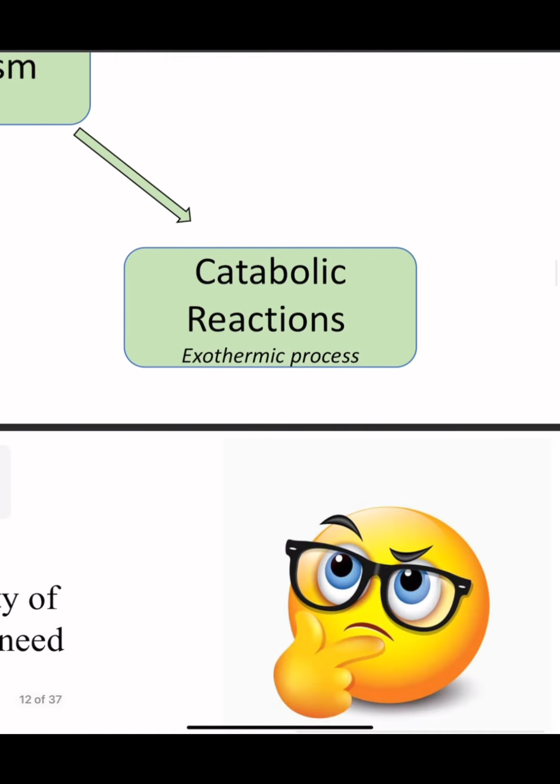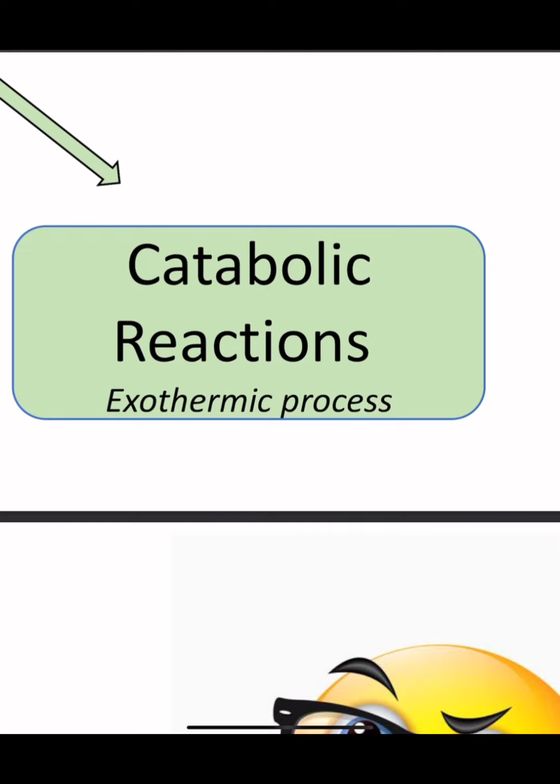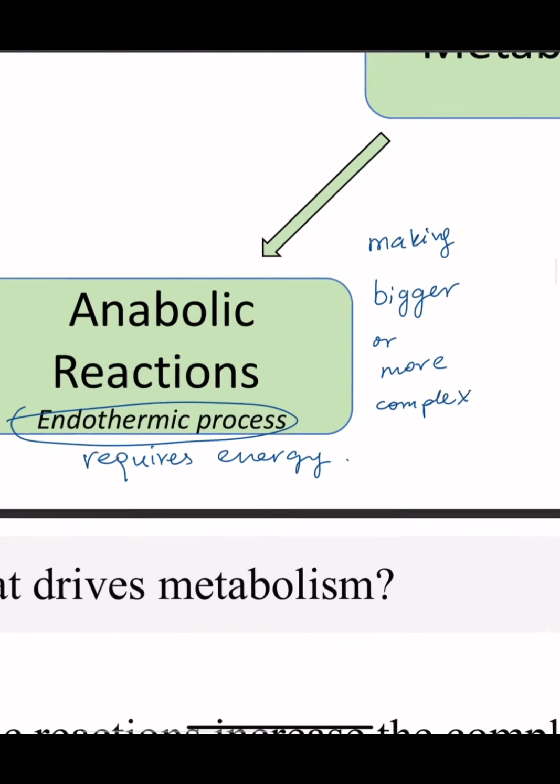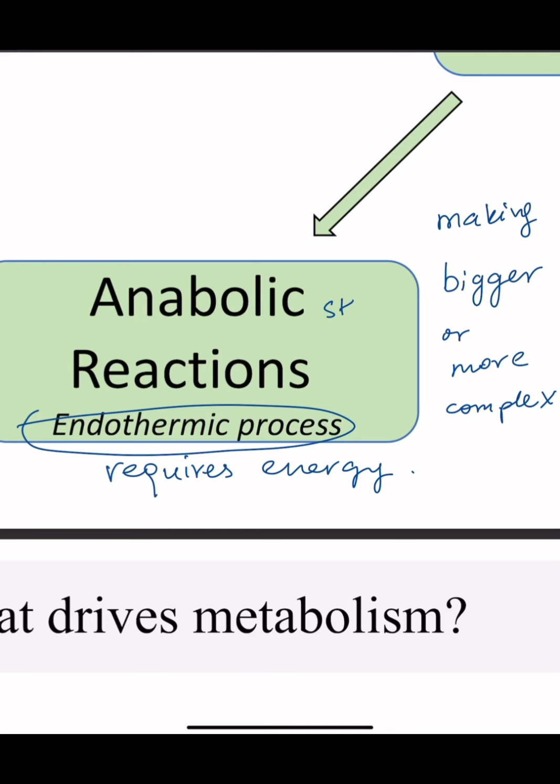Now, catabolic reactions, on the other hand, are breaking down complex structures. And when you break down the structure, it actually releases energy. Okay, so the way to remember this is anabolic steroids. Anabolic steroids help athletes to build muscle, right? And building muscle requires energy. That's why it is endothermic.